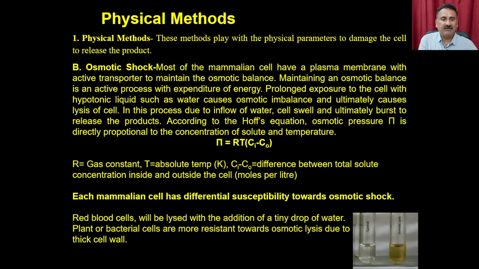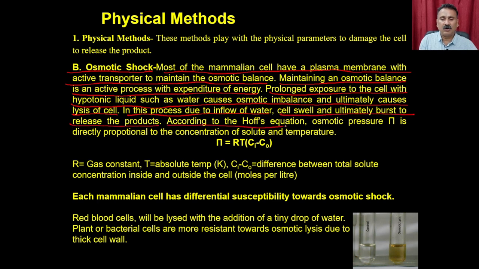Then we have the second method, which is osmotic shock. Most mammalian cells have a plasma membrane with active transporters to maintain the osmotic balance. Maintaining an osmotic balance is an active process with the expenditure of energy. Prolonged exposure of the cell to hypotonic liquid such as water causes osmotic imbalance and ultimately causes the lysis of the cell. In this process, due to the inflow of water, the cell swells and ultimately bursts to release the product.